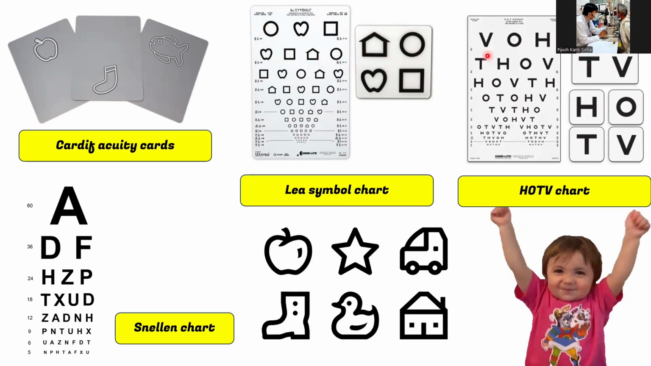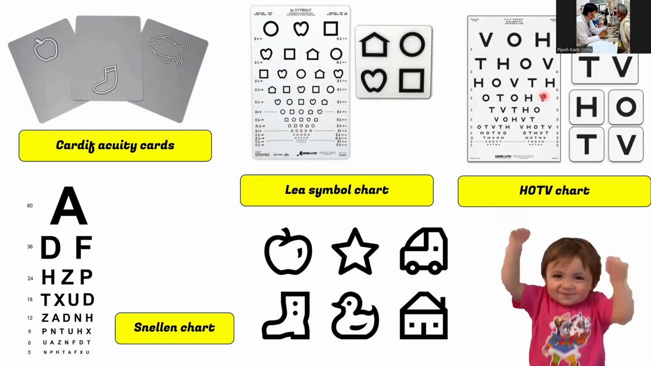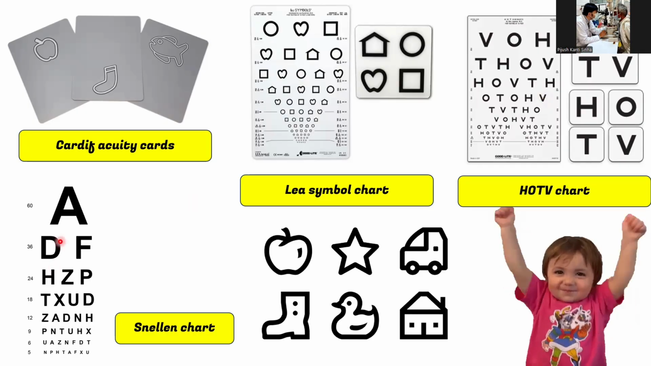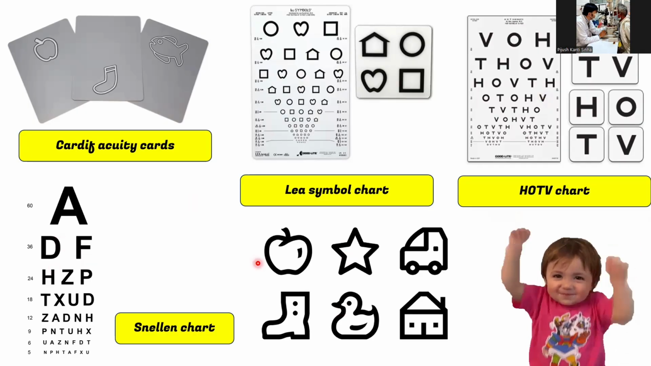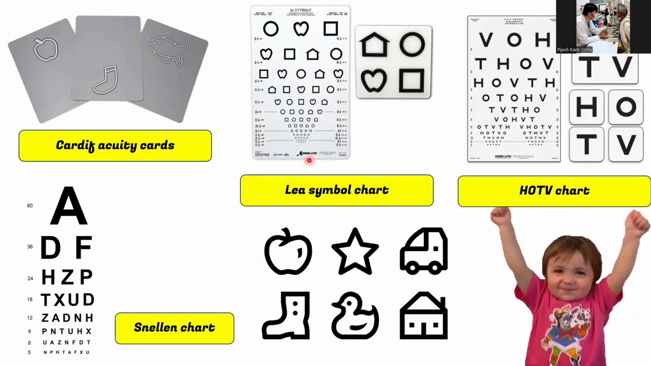So if the child is 3 to 4 years old, then you can use a HOTV kind of chart also. And for more than 5 or 6 years, the Snellen chart can be used and the child can easily tell you. This is the Keys picture test. This is the Leah symbol. So what is the main difference between them?